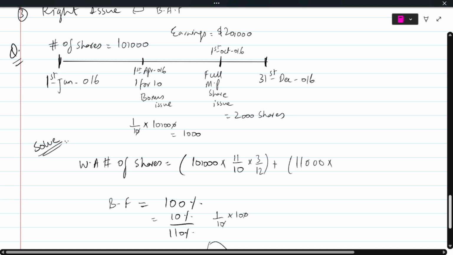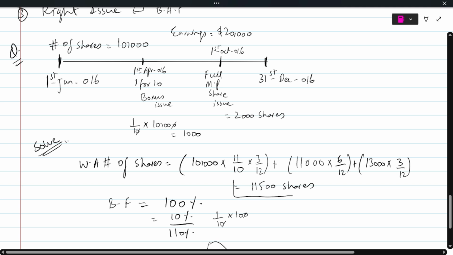Now, how many months from 1st April to 1st October? That is 6 months, right? So 6 over 12. Plus, after the full market price issue, you got 2,000 shares, given to us in the question. So 11,000 before, 2,000 more, that's 13,000 shares now, from 1st October to 31st December, which means 3 months. All right, guys. So the weighted average number of shares that I have now is 11,500 shares.